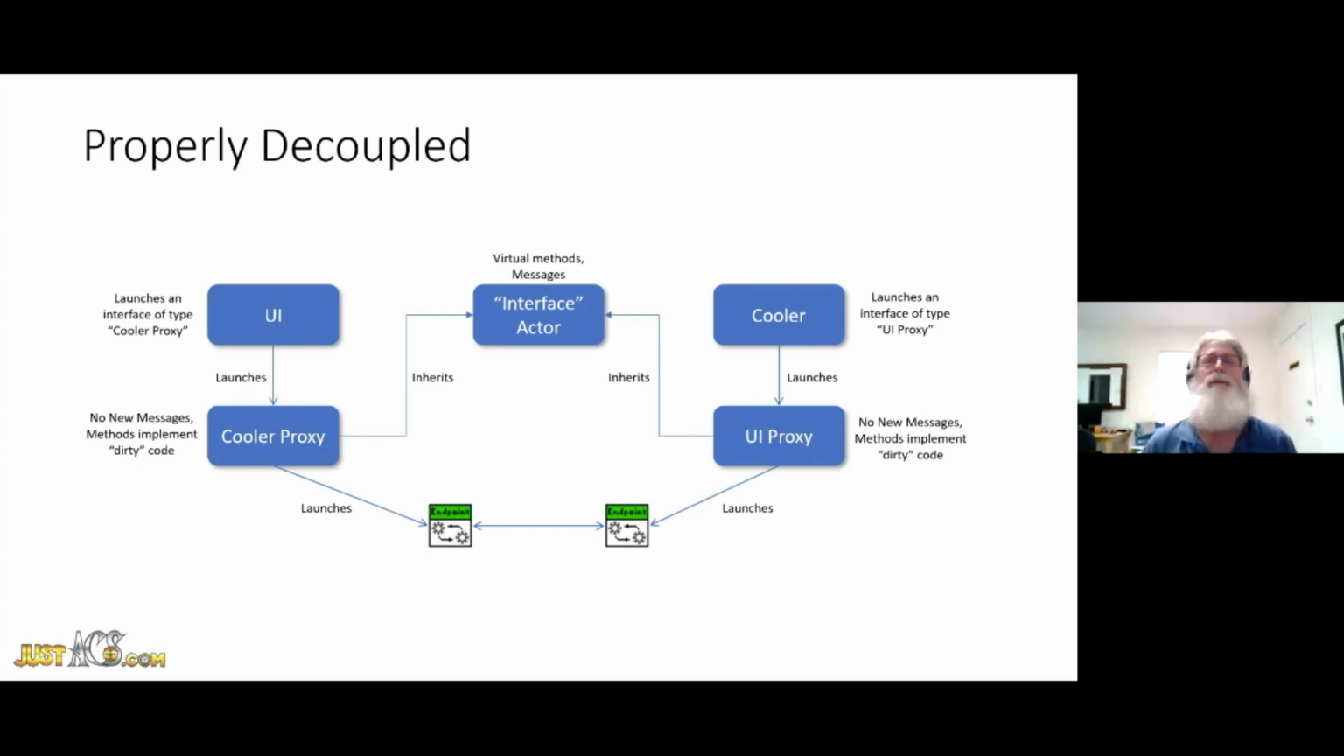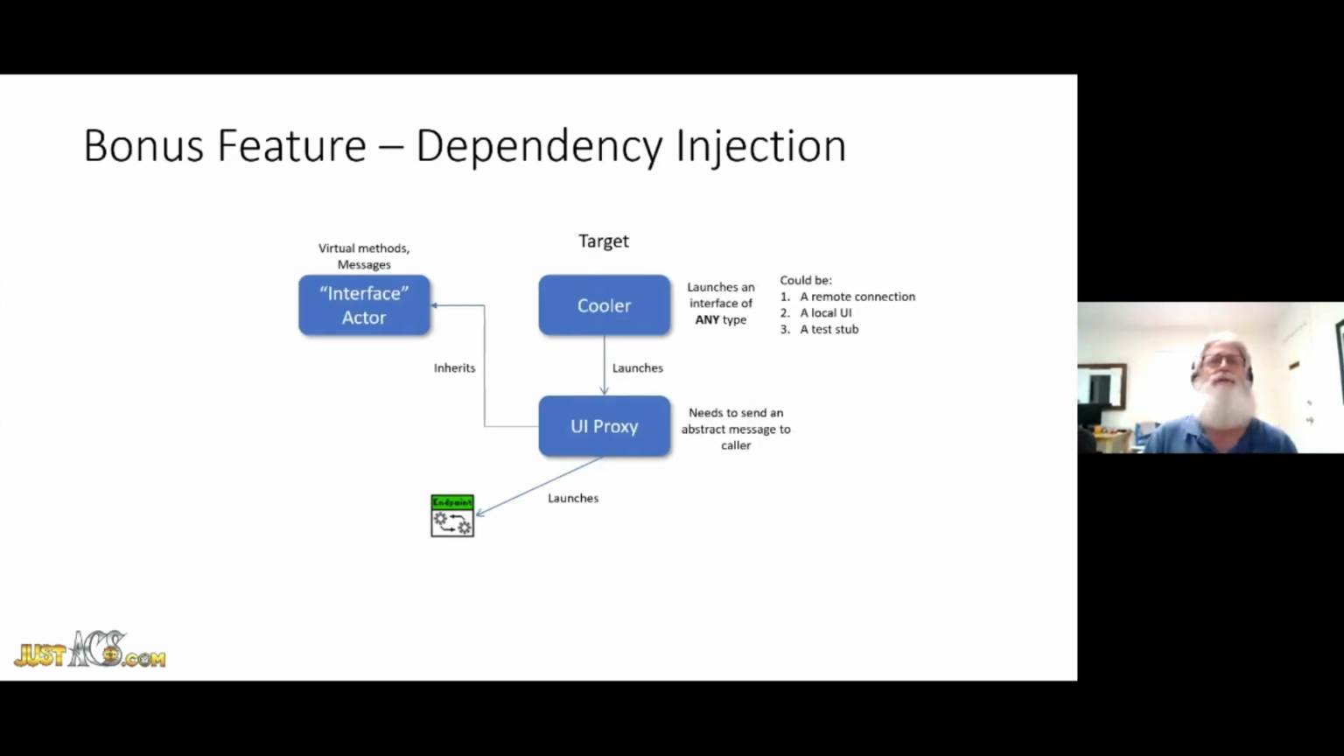You have really minimal coupling. The only thing that exists in both projects is the interface actor. So it solves a problem. It's great, and it's not without some benefit. In fact, the benefit makes it worth doing even if you're not talking across an application boundary. It makes it worth doing just for taking my actors apart.